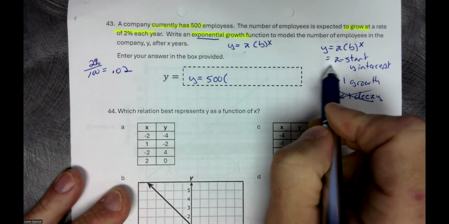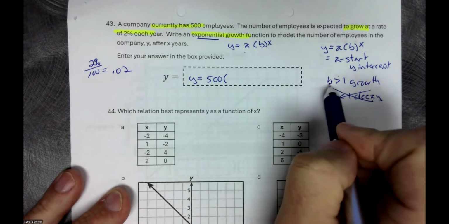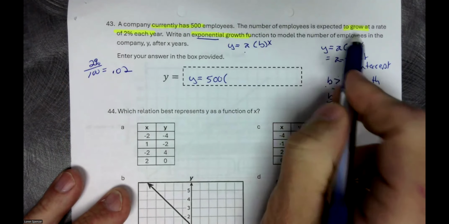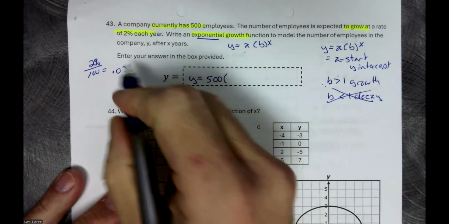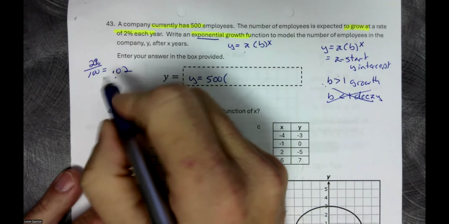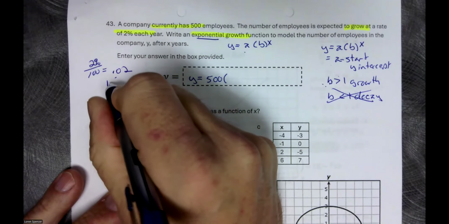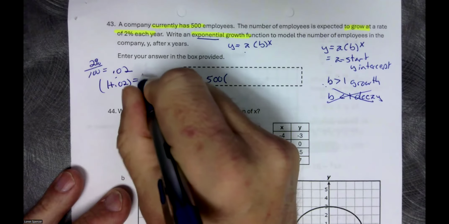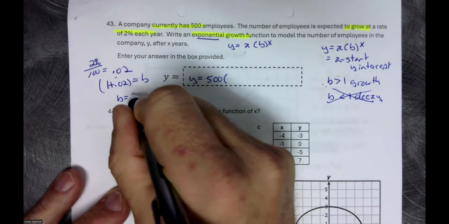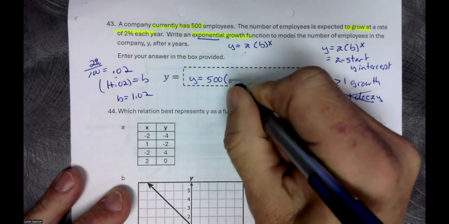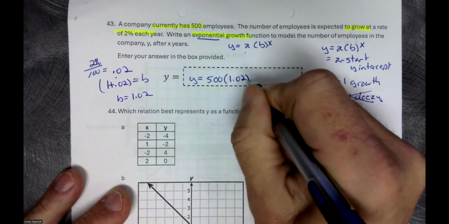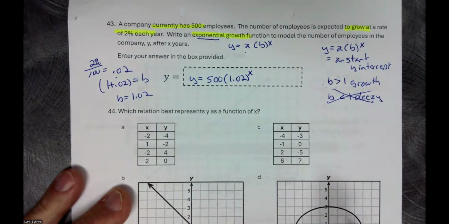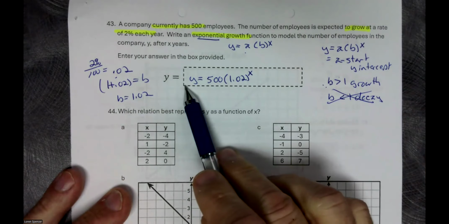Well, that's less than 1. Well, we need growth because they told us it was growth, so it's got to be greater than 1. Anytime it has to be growth, we add 1 to it. So 1 plus 0.02 equals b. So b is 1.02. So I'll put the 1.02 in there, and don't forget the x. And that is our equation.